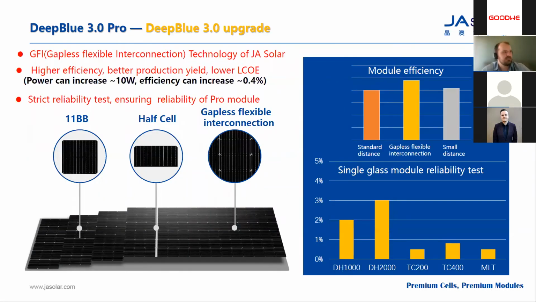Now, going into a bit more information on the DeepBlue series itself, with regards to the upgrades that we've managed to implement over the years. As you can see, what has been discussed is the 11 buzz bars, the half cell cut technology, and then the gapless flexible interconnections. That's something that's relatively new for JA Solar itself, to eliminate spacing on the module to fit more cells per power class capacity.